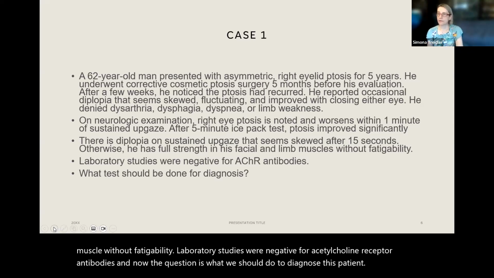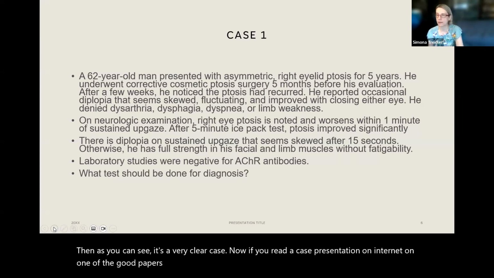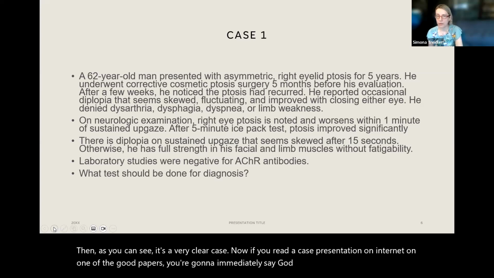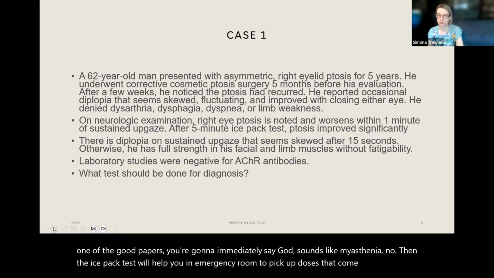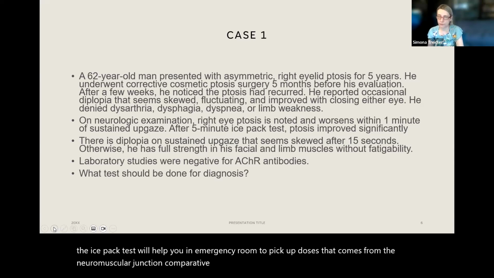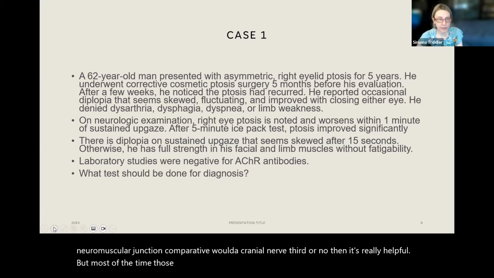Then as you can see, it's a very clear case. Now, if you read a case presentation on the internet, in one of the good papers, you're going to immediately say, oh God, sounds like myasthenia, no? Then the ice pack test will help you in the emergency room to pick up a ptosis that comes from the neuromuscular junction compared with the cranial nerve third, or no? Then it's really helpful. But most of the time, those patients are a little bit picky, and I will tell you why.